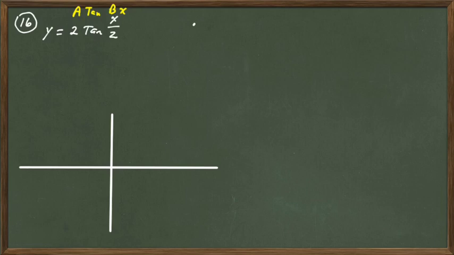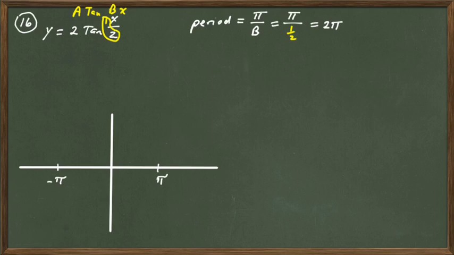The period, on the other hand, the period for tangent is not 2 pi over b, it's pi over b. So you get pi divided by b, which is 1/2 here. Dividing by 1/2 is the same as multiplying by 2. So the period is 2 pi. I would go half the period to the left, half the period to the right, create vertical asymptotes.